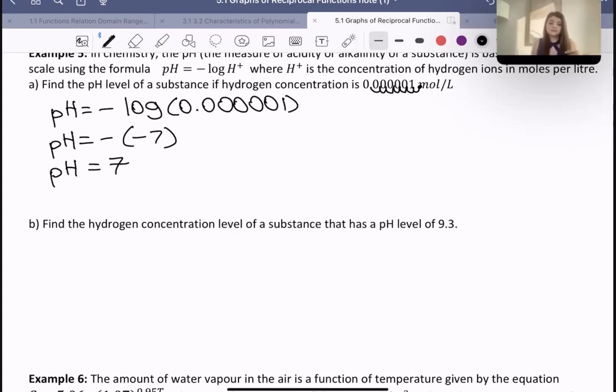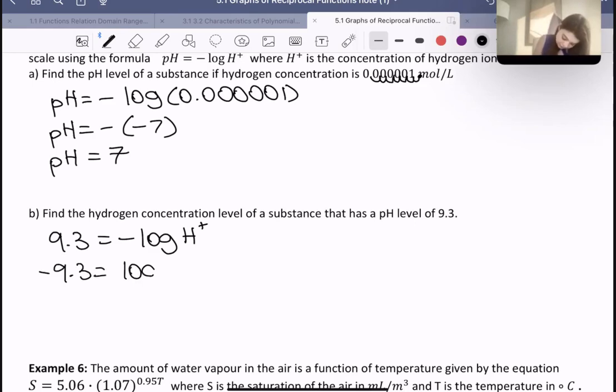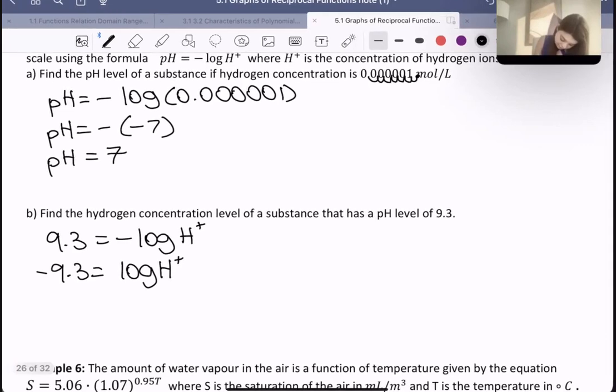Then it asks, find the hydrogen concentration level of a substance that has pH of 9.3. Okay, so in that case, what we'll do is we'll put 9.3 for pH, and we'll put over here negative log of H plus, and that's what we're trying to figure out. Okay, so first things first, let's put the negative on the other side. So negative 9.3 equals log H plus. And now let's change this into exponential form. 10 to the power of negative 9.3 is going to equal to the hydrogen plus.